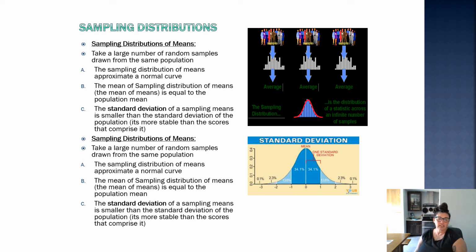So the mean of the sampling distribution of means, the mean of means, is equal to the population mean. And we know that because it approximates the normal curve. Our standard deviation of sampling means should be smaller than the standard deviation of the population. What that means is that it's actually more stable, more accurate, or more representative, with less error than if you were to take a whole sample.